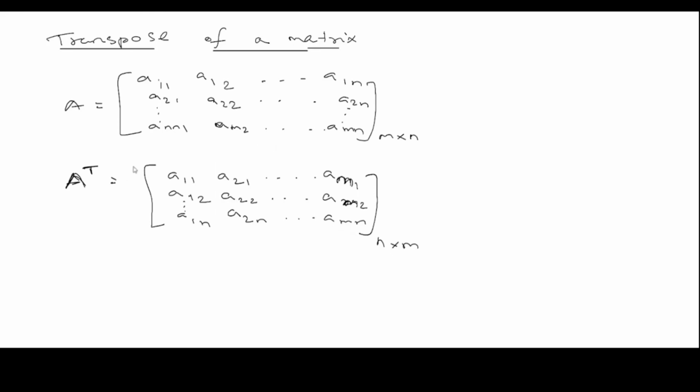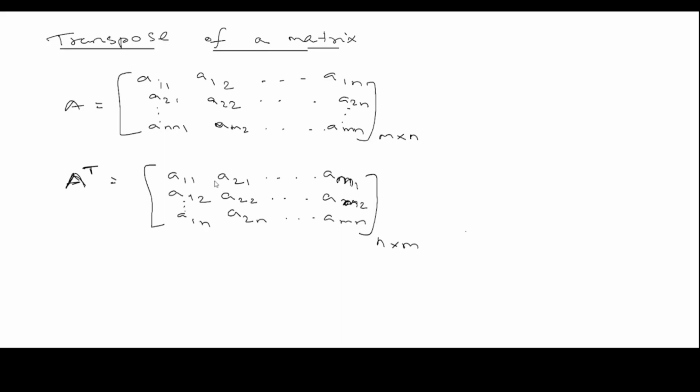But what changes? Transpose essentially means that we transform the rows into columns. We have rows and columns, so we transform these rows into columns and columns into rows. This is a row, this is a column, and this becomes a row. A1, A2 becomes a row. This is another column and that becomes a row. And we do that until all the columns become rows.